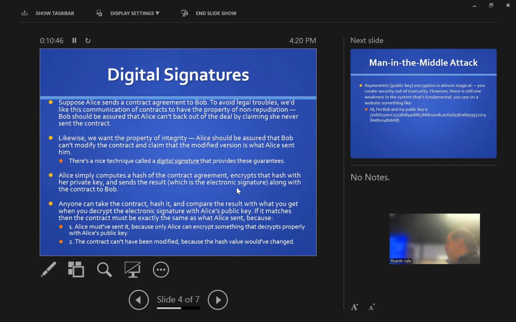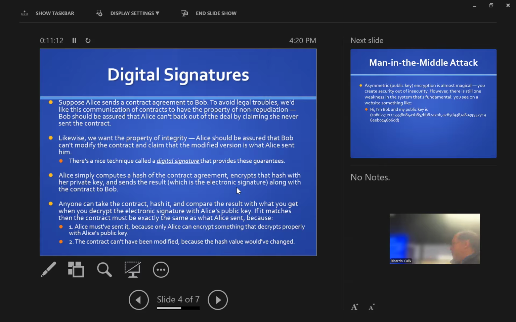Likewise, we want the property of integrity. Alice should be assured that Bob can't modify the contract and claim that the modified version is what Alice sent him. Okay? And we know that integrity does this. So we're just going to use these two steps together to achieve what we want. So there's a nice technique called digital signature that provides these guarantees.